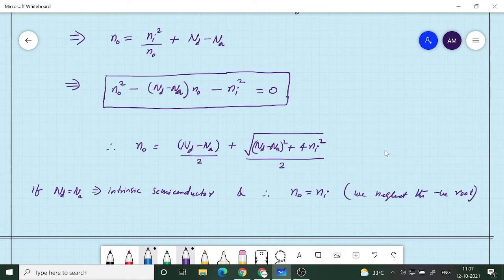So this is the expression for the majority carriers. It has two components. One is the difference between Nd and Na, the other is ni, which is the intrinsic carrier concentration. So the majority carrier concentration is going to be determined by these two quantities: one is Nd minus Na, and the other is ni.